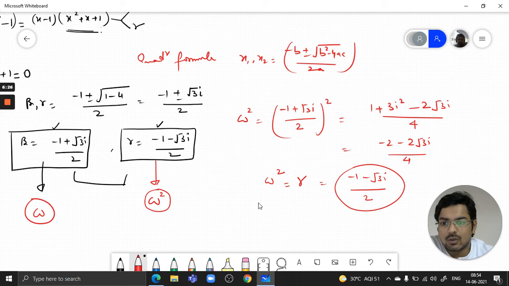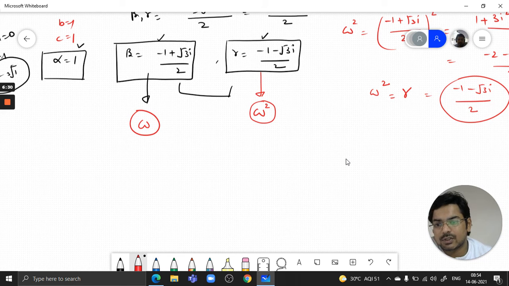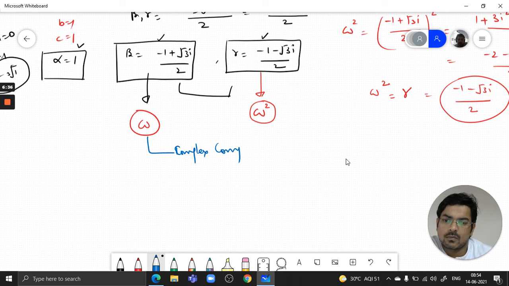These are the complex conjugates of each other, or we can just say complex conjugate.